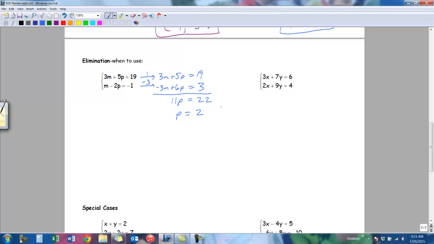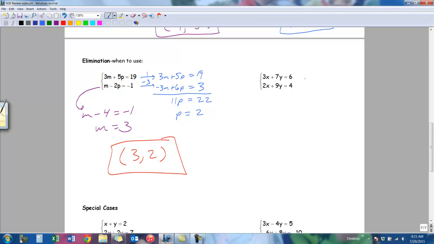Now, again, we got to go back and find m. We could go to the top or bottom. In this case, I'm going to use the bottom. M minus, well, 2 times p is also 2, so it'll be 4 is equal to negative 1. M is 3. So our final answer here is, now if it's not in x, y, put them in alphabetical order. L, M, N, O, P. So it's going to be M, P. So 3, 2 is our final solution.